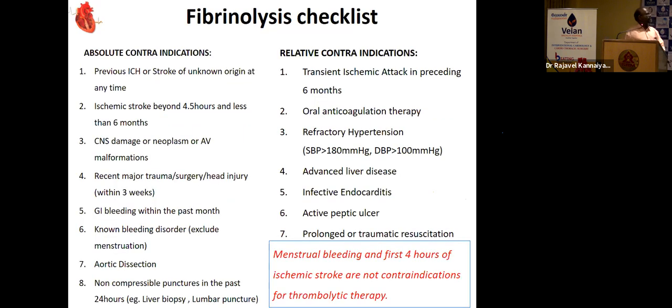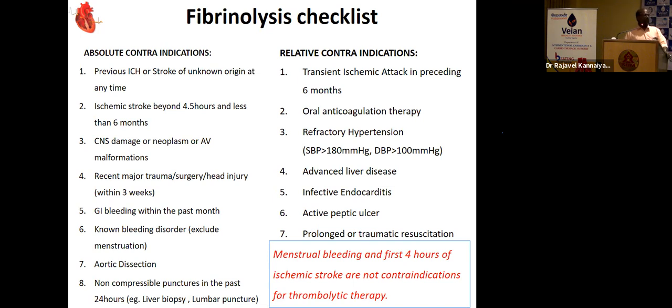Next. These are the checklists before fibrinolysis. We should know what the contraindications for lysis are. Any intracerebral hemorrhage, or stroke of unknown origin at any time, is an absolute contraindication. Then an ischemic stroke beyond 4.5 hours and less than 6 months is also an absolute contraindication, because thrombolysis within 4.5 hours is an indication for ischemic stroke.